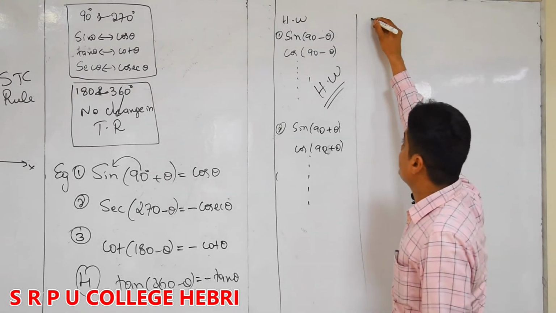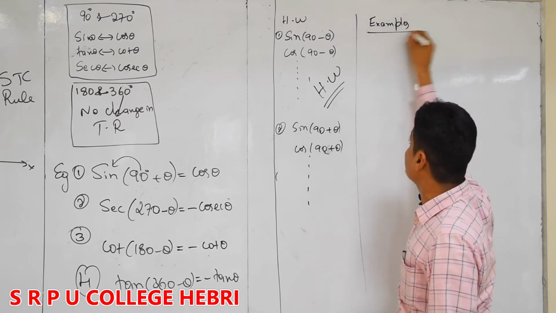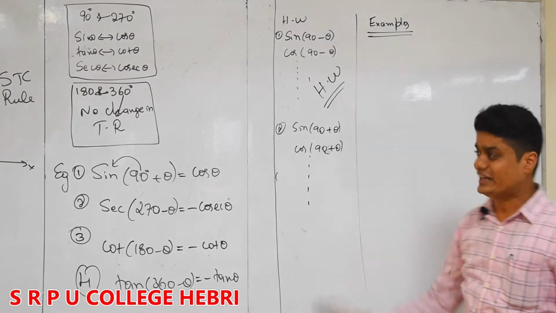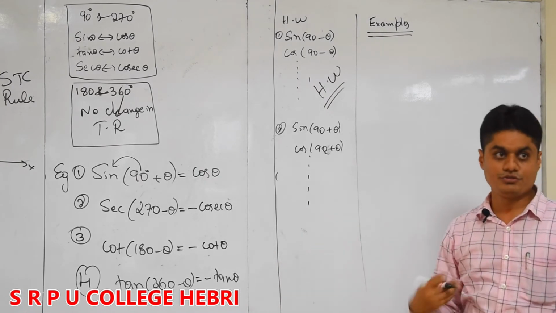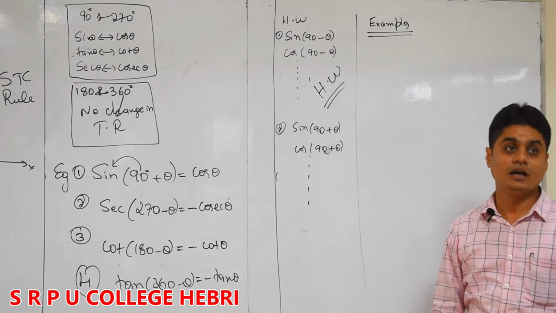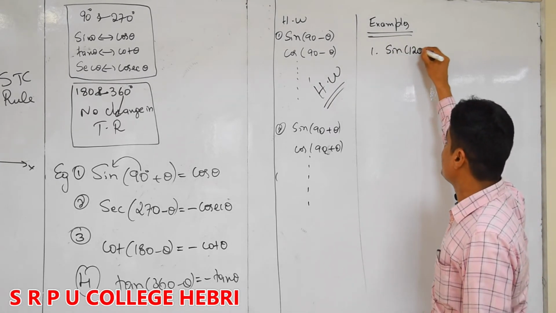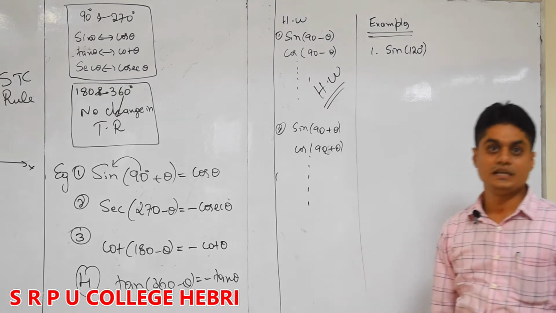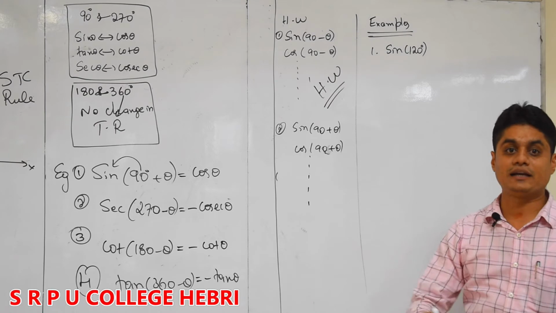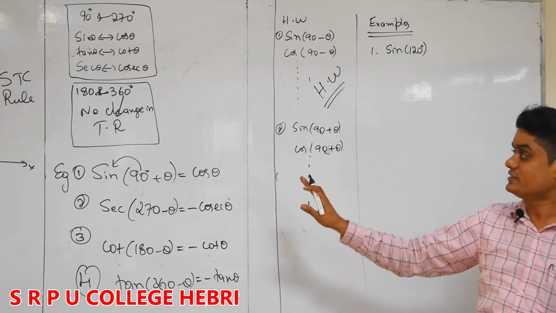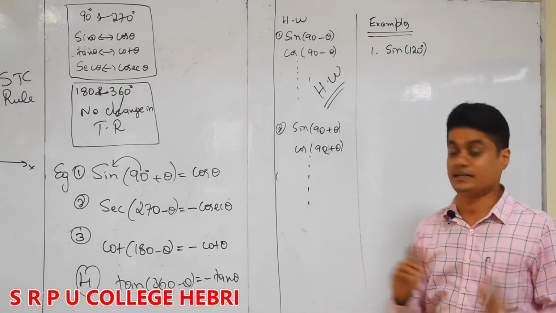Next, I'll take some examples. The previous one was also examples only, but I'll take some more to show you why this is required. Now you understood how to remember this, so you should know why it is required. For example, if you want to find sine of 120 degrees, you don't know the sine of an angle more than 90 degrees, but using this chart or this idea you can find the sine of any angle, remember that.